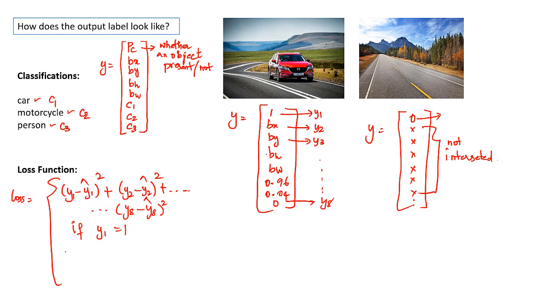Suppose we do not have an object, then we can safely write it as (y1 - y1 hat)² if y1 is equal to 0, which means if there is no object, we are not really considering the other elements in this image. So we'll safely assume that only this prediction is important to us. So this is how the loss function is defined.